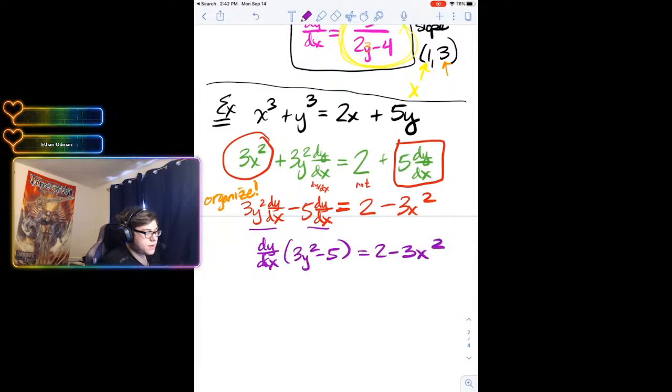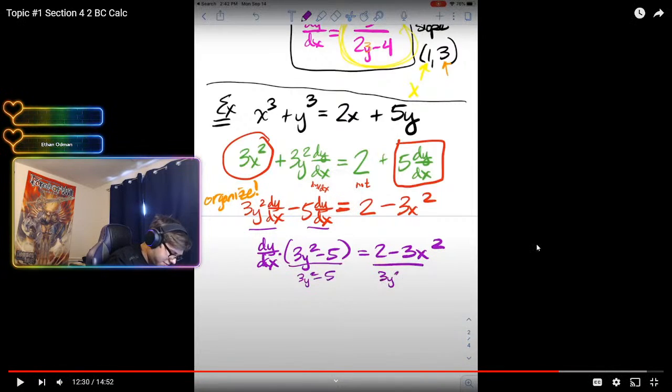And lastly, we are in a situation, once again, where it reads dy dx multiplied by something. The way that we get rid of multiplying things is dividing by things. And then you would divide by 3y squared minus 5.